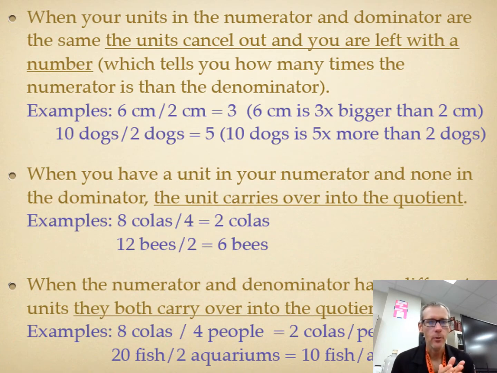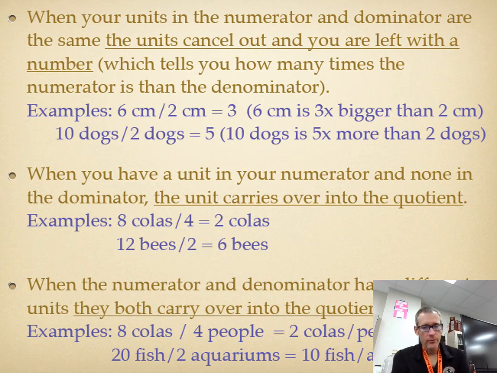Okay, so when the units in the numerator and denominator are the same, they cancel out. If you take 6 centimeters divided by 2 centimeters, the centimeters cancel out, and the answer is 3. So basically it's saying that 6 is 3 times bigger than 2. Or 10 dogs divided by 2 dogs is 5. So there's 5 times as many.